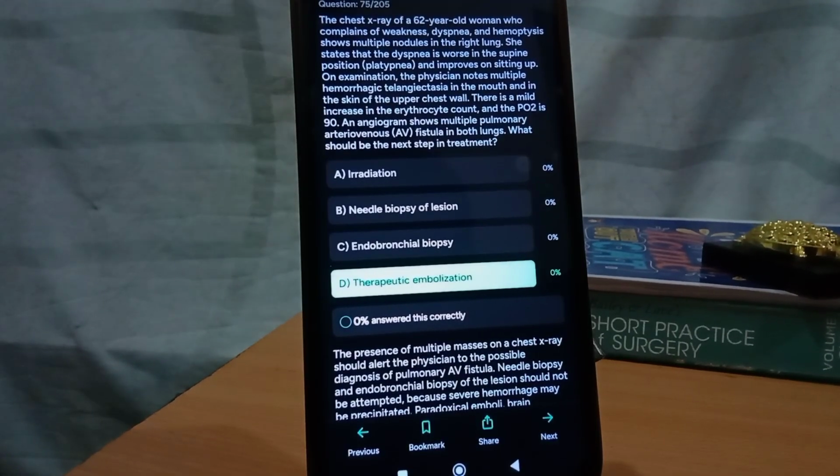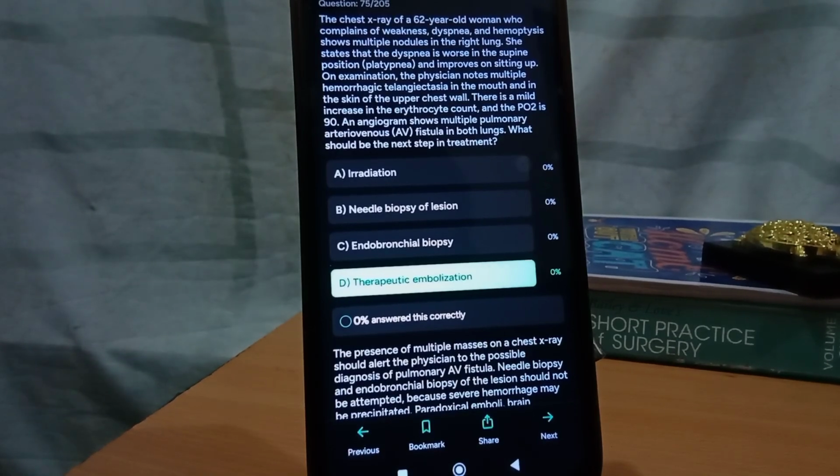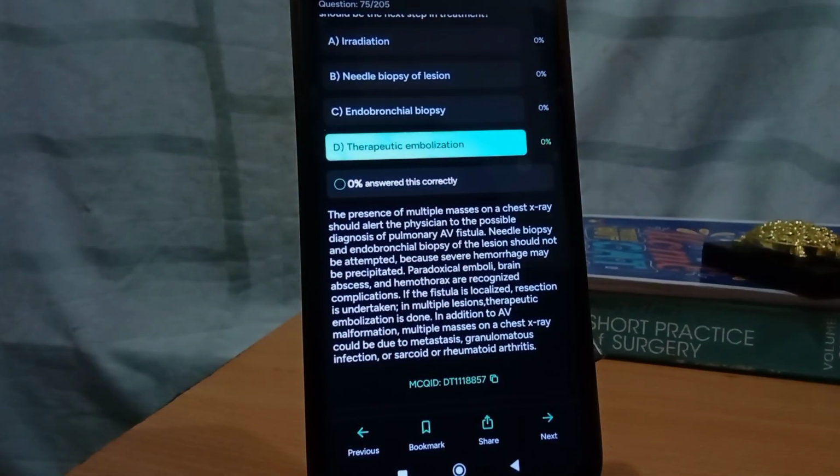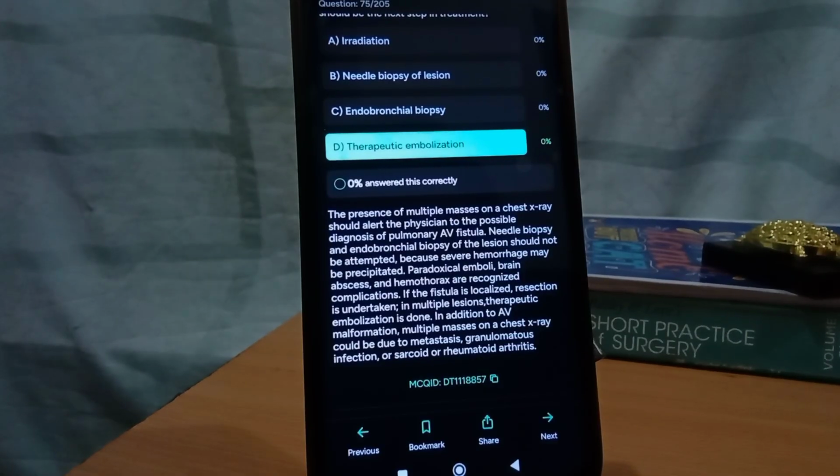An angiogram shows multiple pulmonary AV fistula in both lungs. What should be the next step in treatment? So the presence of multiple masses on a chest X-ray should alert the physician to the possible diagnosis of pulmonary AV fistula. Needle biopsy and endotracheal biopsy of the lesion should not be attempted because severe hemorrhage may be precipitated.